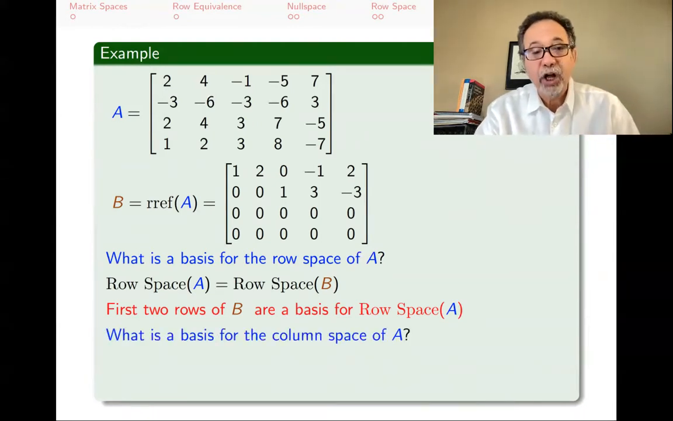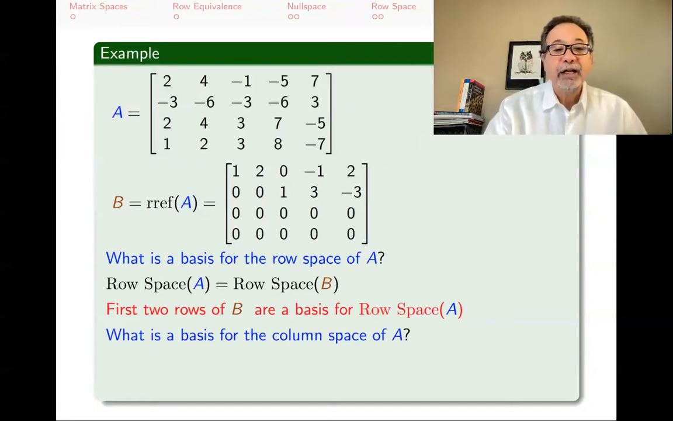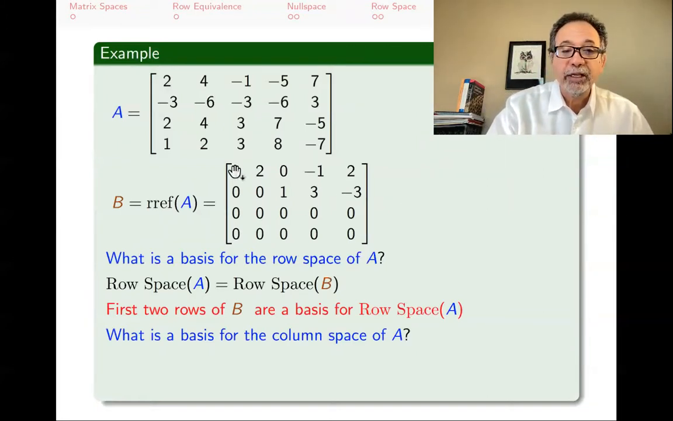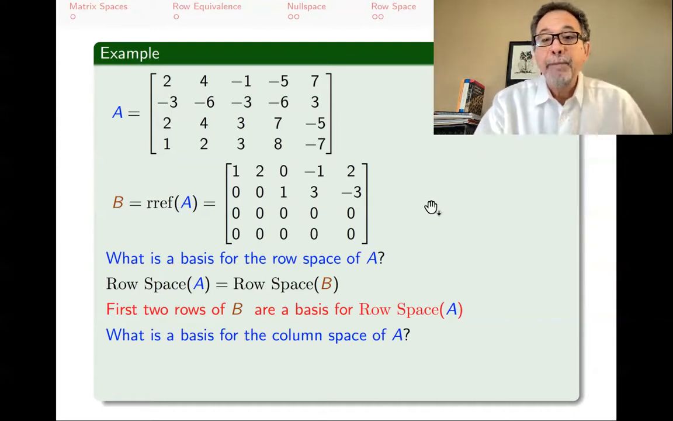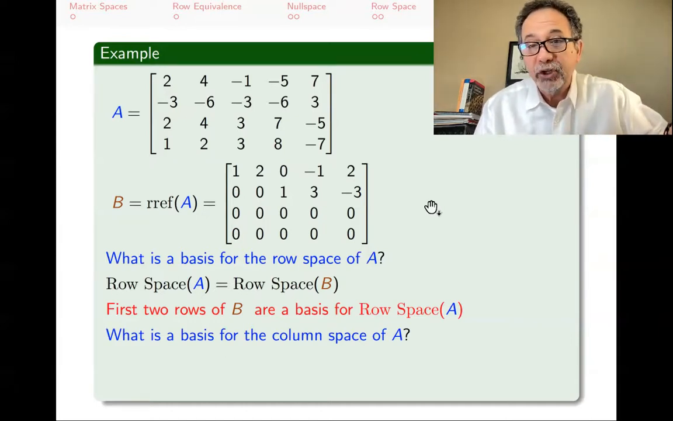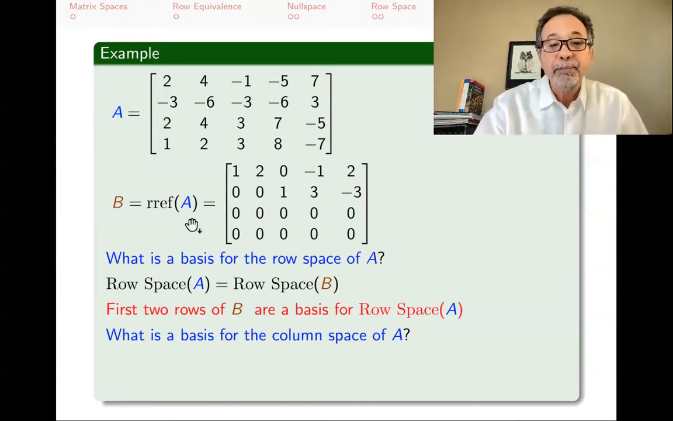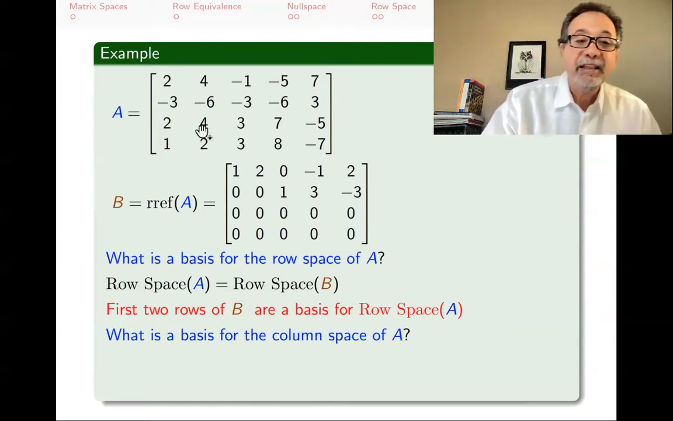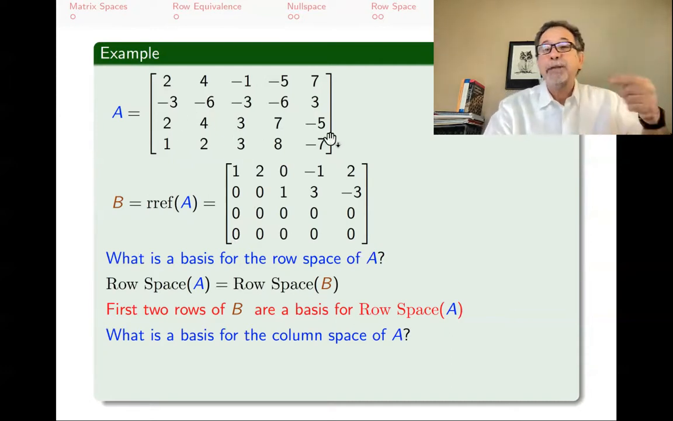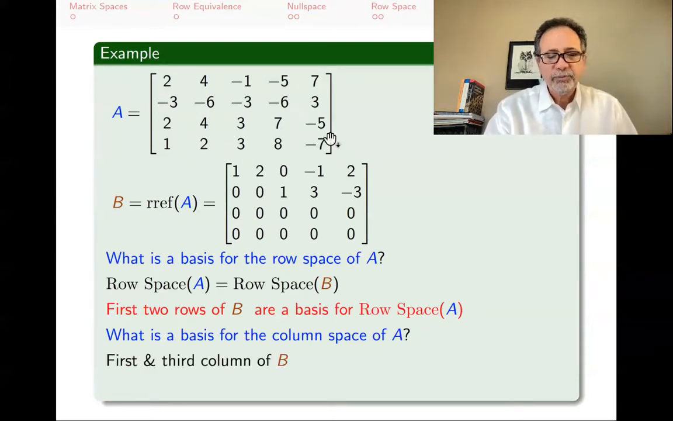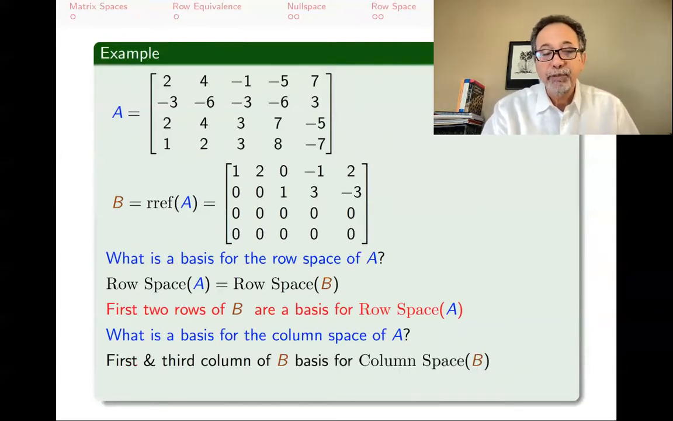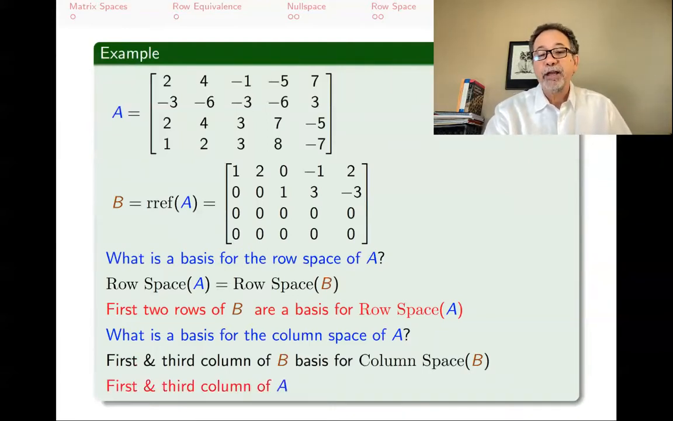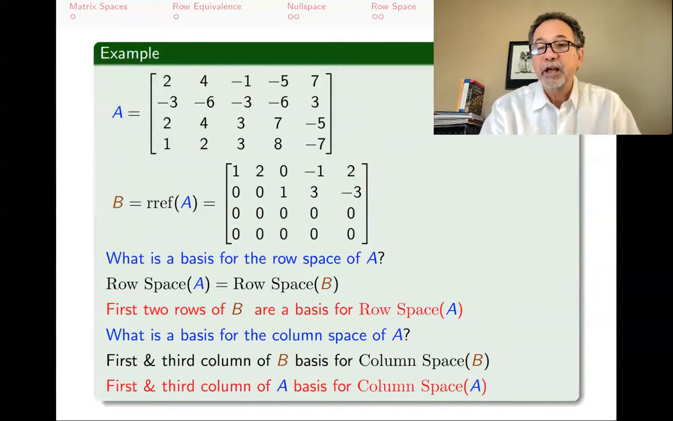Now, what is the basis for the column space of A? Here, I can come to B also, and I say, look, the first column and the third column clearly are a basis for the column space of B. But those columns are not a basis for the column space of A, because the column spaces are different. But because the first and third columns were a basis for the column space of B, the first and third columns of A are a basis for the column space of A. So again, repeating myself, the first and third columns of B are a basis for the column space of B, and that means the first and third columns of A are a basis for the column space of A.